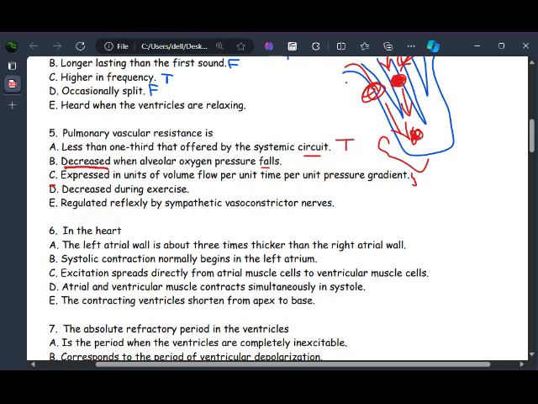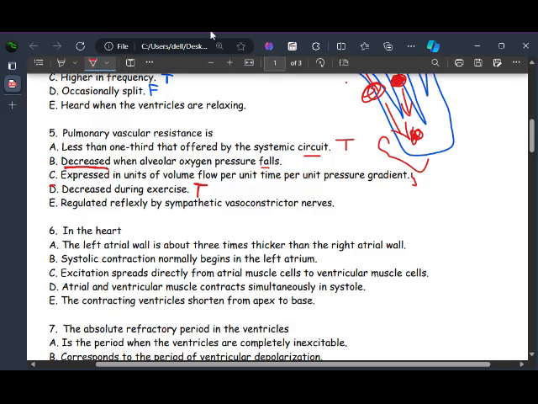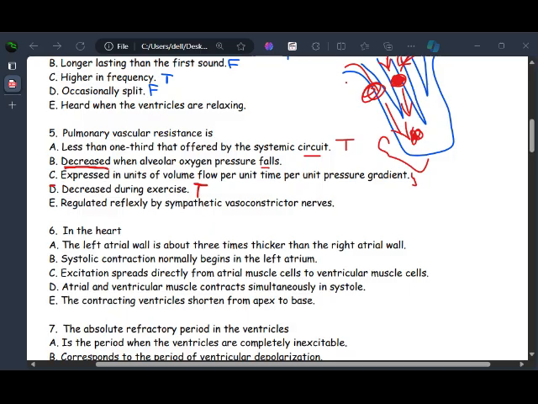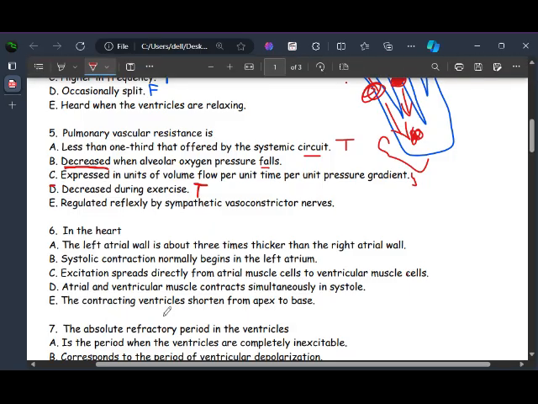So option D is actually true because you have to reduce pulmonary resistance. This happens automatically, but the pulmonary resistance is reduced during exercise. That is true. And E, regulated reflexly by sympathetic vasoconstrictor nerves. So that is false.